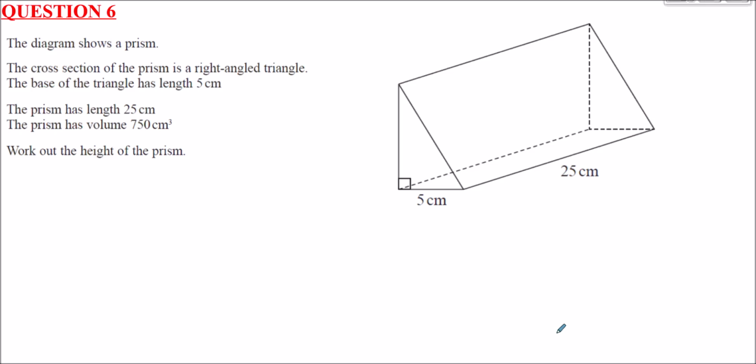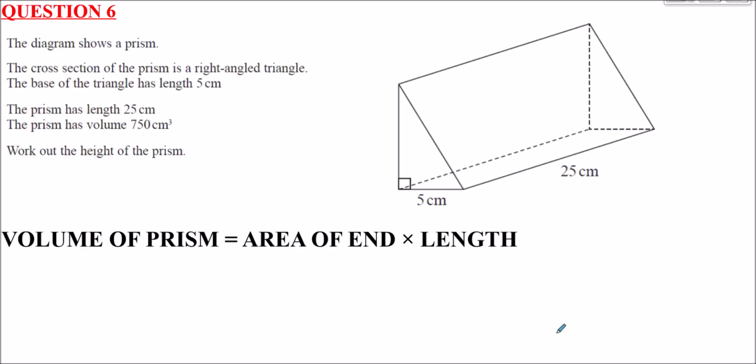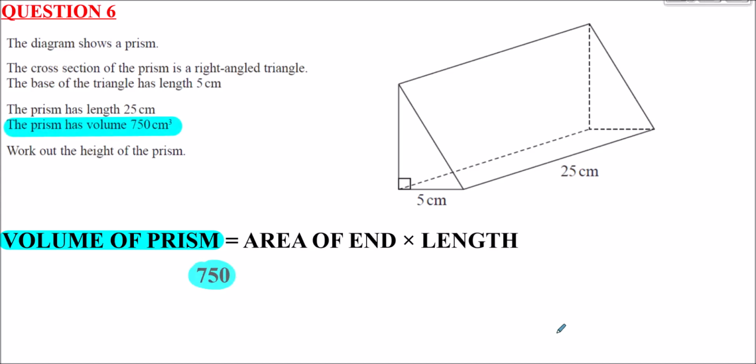Well, it mentions volume here. So what we need to do first of all is remember this formula. The volume of any prism is the area of the end, or put technically the area of the cross-section, multiplied by the length. So the volume of the prism, we can highlight that. That's 750 because we're told it. We're also told that the length is 25. So we can add this in.